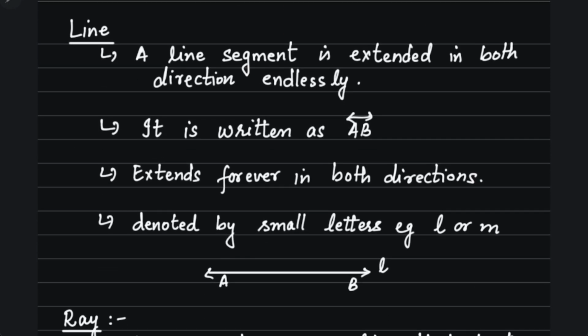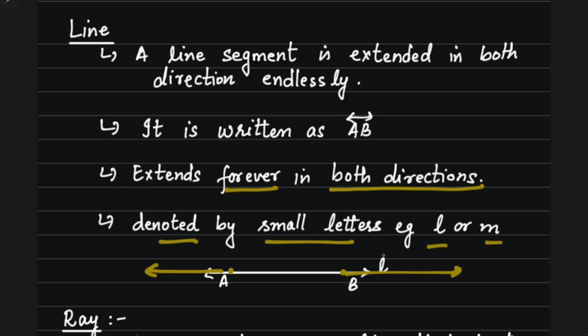Next is line. A line is a line segment extended in both directions endlessly. Suppose we take a line segment here. You can see AB, denoted by small l or m; you can write it in small letters. If you extend it on both sides, this is a line. It is denoted by AB with a line-bar at the top. It extends forever in both directions, and it is denoted by small letters, for example L or M, as here we have taken L.